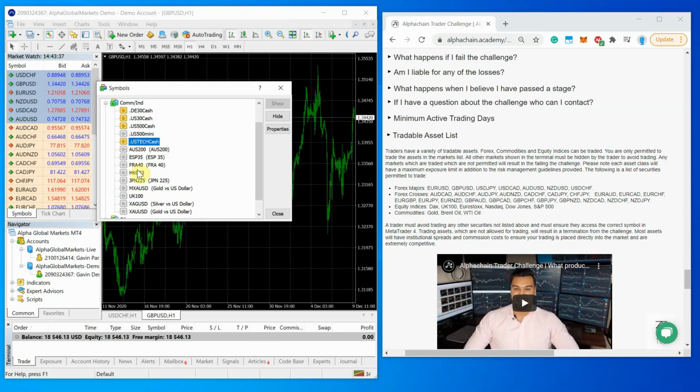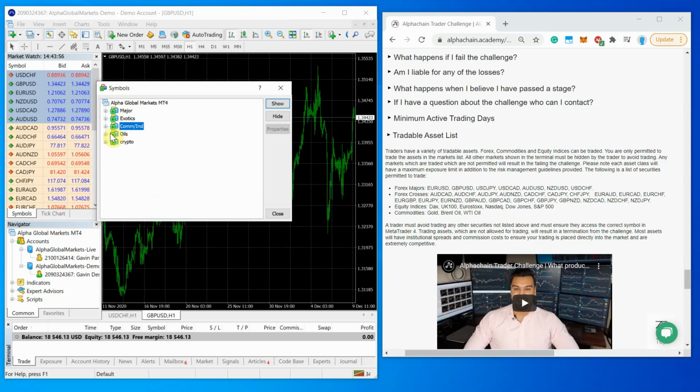And I think the UK 100. Okay, and that covers those assets. In addition to that, under commodities, you have gold. So XAU USD. This is your gold against the USD, right? And then we go into oils, and we want to highlight both Brent and Crude. Okay, and that is your list of assets.